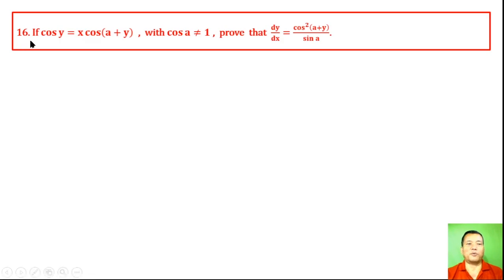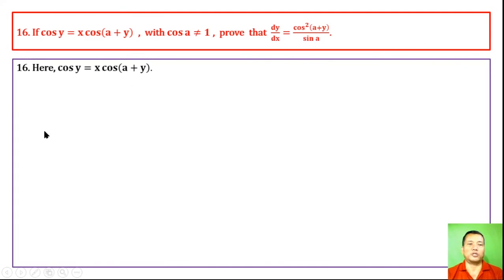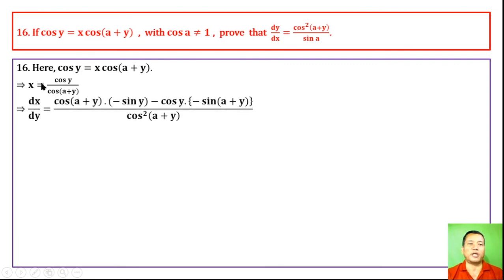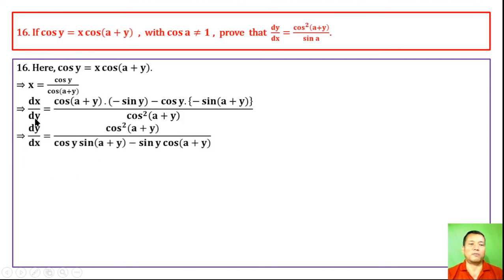For question number 16, if cos y is equal to x times cos of a plus y, with cos of a not equal to 1, prove that dy by dx is equal to cos square of a plus y by sine a. Cos y is equal to x cos of a plus y. Solving for x from this given condition, we get this. Differentiating both sides with respect to y, dx by dy, for this we have to apply the quotient rule, we get this. And inverting, dy by dx is equal to this. The numerator is the expansion of sine of a plus y minus y. Lastly, we get this, which was to be proved.